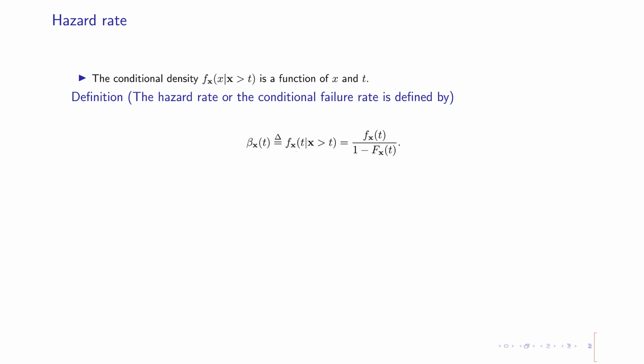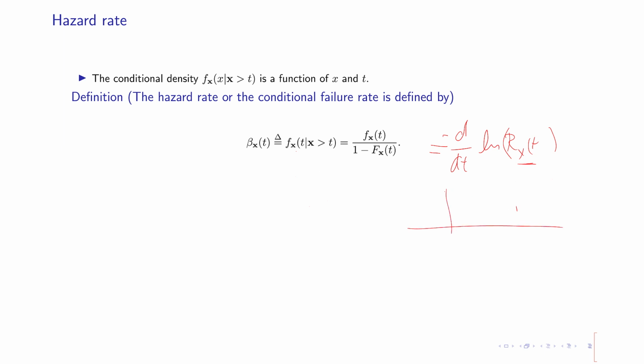You can also see that if you calculate d/dt of ln of R_X(t), this is equal to minus this one, because R_X(t) is 1 minus F_X(t). So the derivative of the logarithm is equal to, this goes to the denominator, and the derivative of 1 minus F_X(t) is going to give you the PDF.